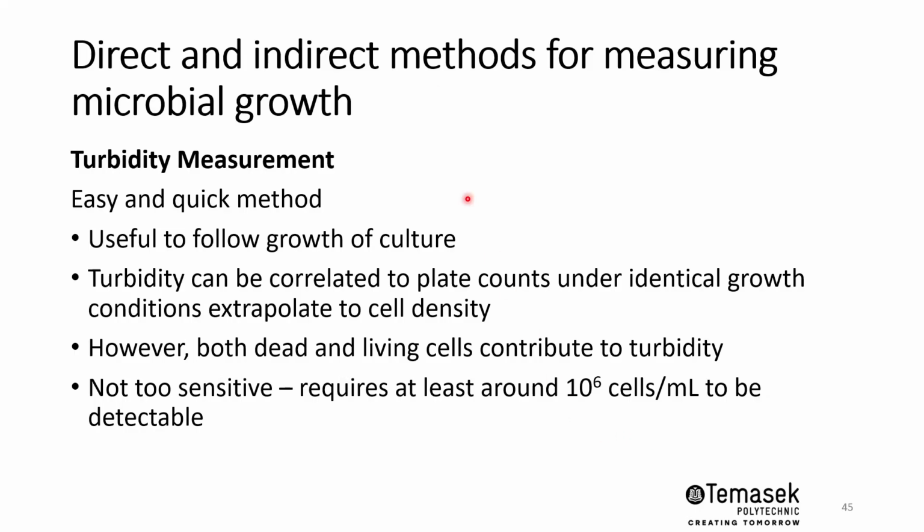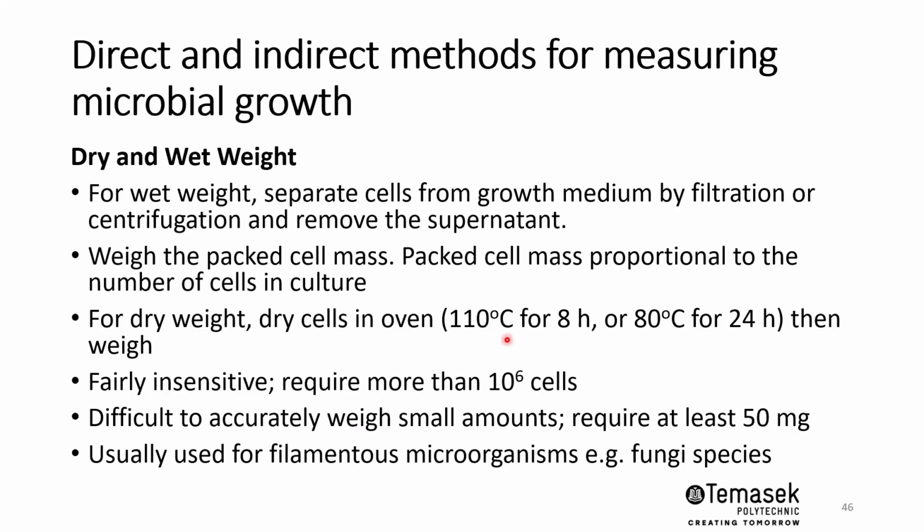The second indirect method for measuring microbial growth is the dry and wet weight measurement. For wet weight, usually the aim is to separate the cells from the growth media by filtration or centrifugation. Then we remove the supernatant, which is the resultant top liquid portion of the whole cell specimen. Then we weigh the packed cell mass itself, which is at the bottom of the specimen. The packed cell mass typically is proportional to the number of cells in the culture. That's for the wet weight.